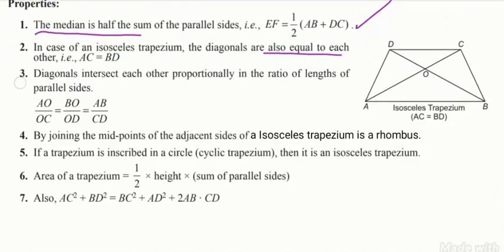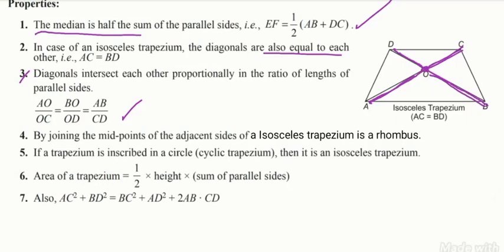Third point, the diagonals intersect each other proportionally in the ratio of the lengths of the parallel sides. If you join AC and BD, they meet at the point O, then AO by OC is equal to BO by OD, that is equal to parallel sides AB by CD. So very important, diagonals intersect proportionally in the ratio of lengths of parallel sides.